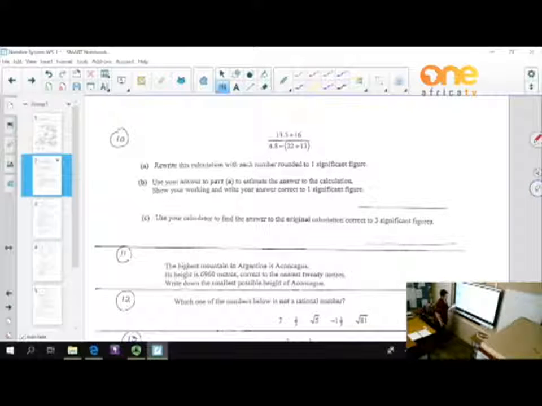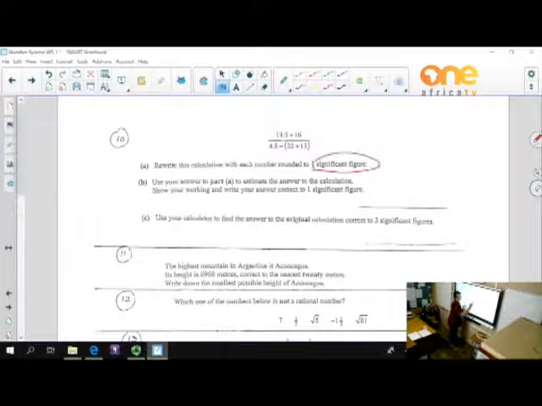Rewrite this calculation with each number rounded to one significant figure. So we must first do that to change these numbers to one significant figure, each of them. So 13.5 to one significant figure will be 10, because it's not more than 5. 16, there's one significant figure. This will be 20.